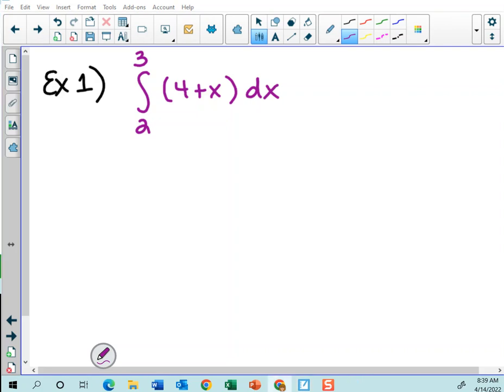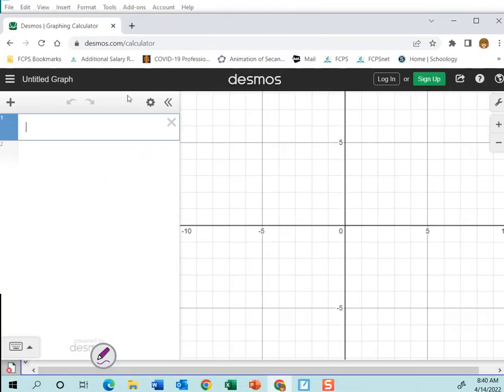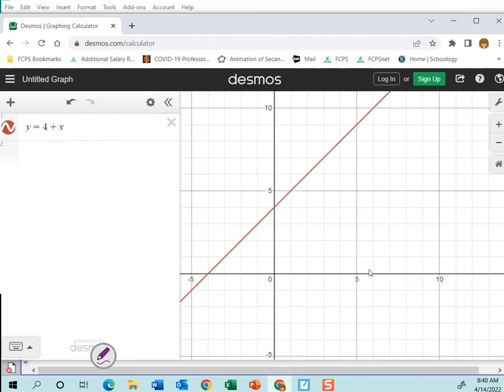Now, because I'm annoying, I can't just do this one way. We've got to look at it. So let me get some Desmos. Let me move this out of the way. Okay. So y equals 4 plus x. So that's just a nice straight line.